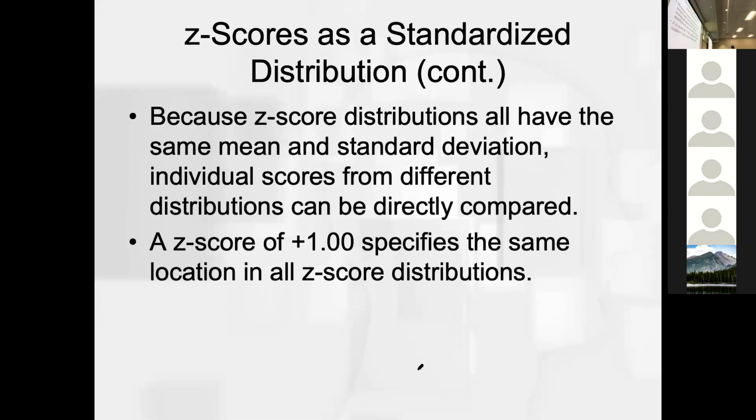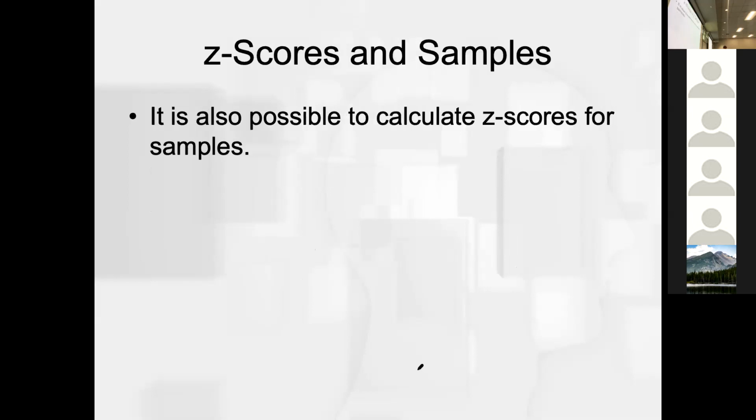This is just reiterating what I've already said. Again, the z-scores are completely standardizing everything, right? So you're always going to have a 0 for the mean of the z-scores, and a z-score of 1 means 1 standard deviation above. So you can see now how you're able to compare across different distributions.